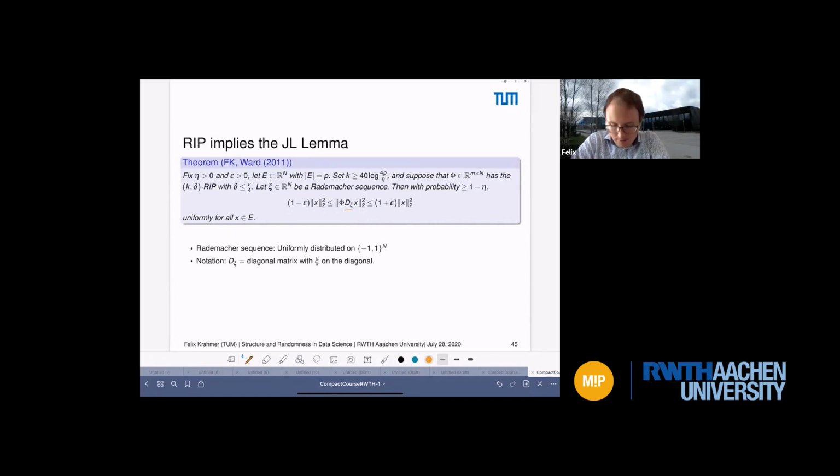Namely, you are introducing a diagonal matrix with plus minus ones chosen at random on the diagonal, and the diagonal matrix is very easy to compute. In some sense, you are really randomizing the column signs of your matrix, and that's already enough in order to assure that you get the Johnson-Lindenstrauss property, provided that k is scaling logarithmically in the size of the set P.